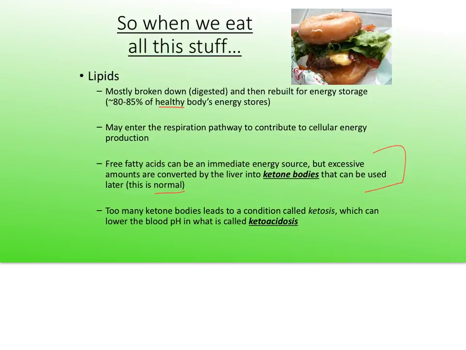Now the problem is if you have too many ketone bodies, so big fatty meals way too often, then you could get into a condition called ketosis. Too many ketone bodies can lower the blood pH, and you can end up in a condition called ketoacidosis, which can be really, really dangerous. This is something that we see in someone who has really kind of excessive obesity. So please don't freak out if you had a donut burger. You're not going to go into ketoacidosis. But if we see somebody who's chronically obese and they don't lose the weight, they could start to flirt with this problem.